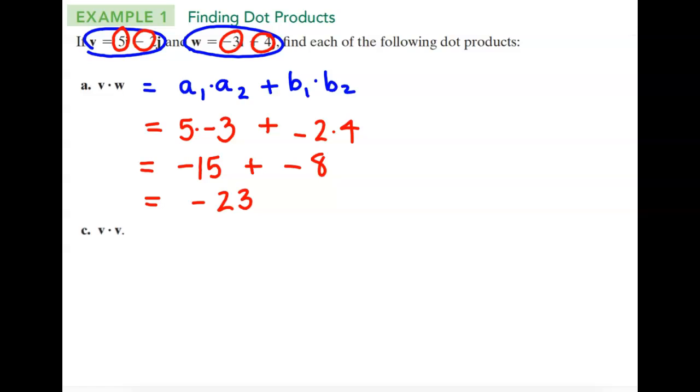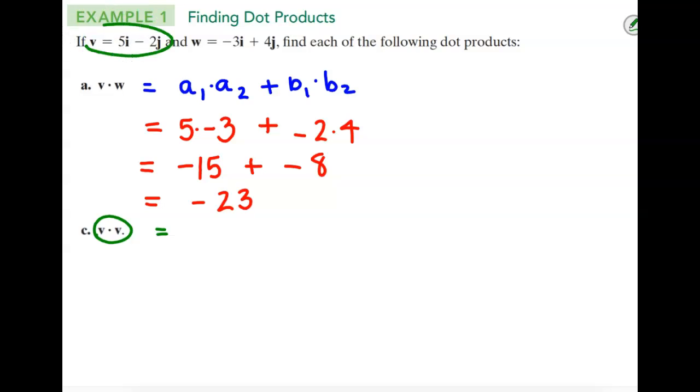All right, part C is taking vector v and multiplying it, dot product, to vector v. So we're going to work with the same vector twice. We're going to take a sub 1 times a sub 2 plus b sub 1 times b sub 2. So here's a sub 1, and this is also a sub 2.